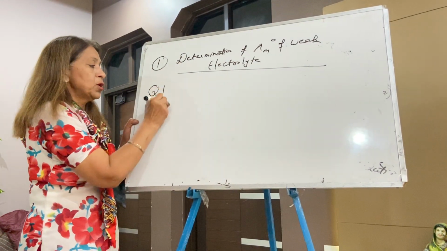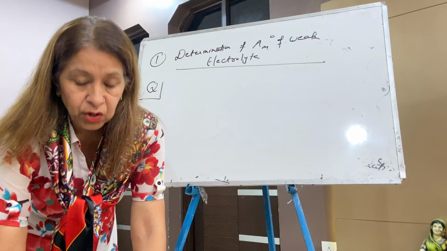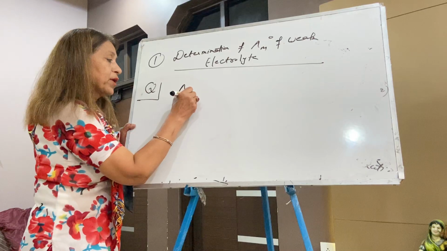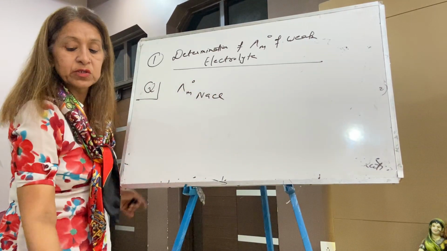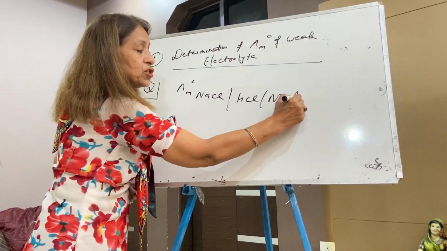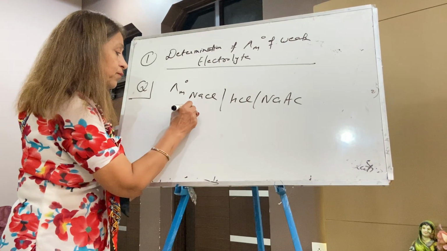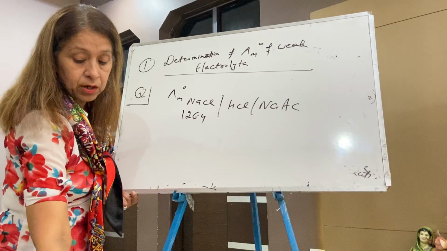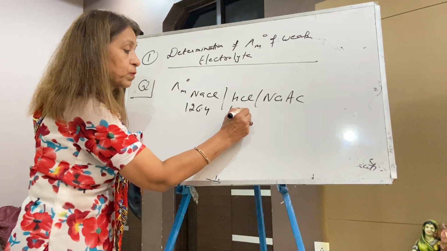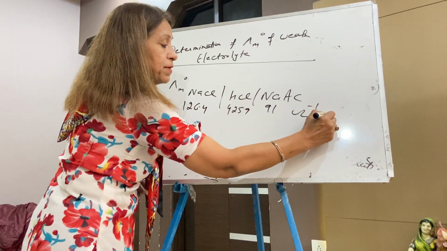Write down your first numerical. Open the NCERT book. You can take your 8th example. I am writing lambda m naught of NaCl. You can write along with me. It is given, it is a strong electrolyte. NaCl, HCl and NaAc, sodium acetate, Ac for acetate. The values are 126.4, write 126.4. Next is 425.9, and the third value is 91 ohm inverse centimeter square per mole.